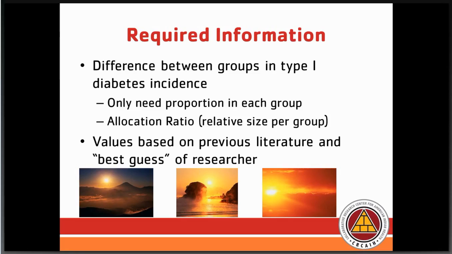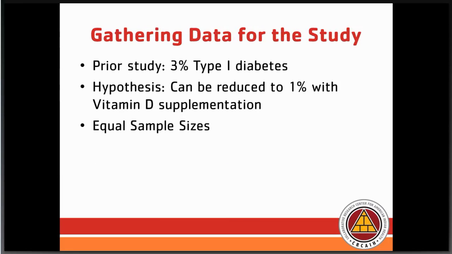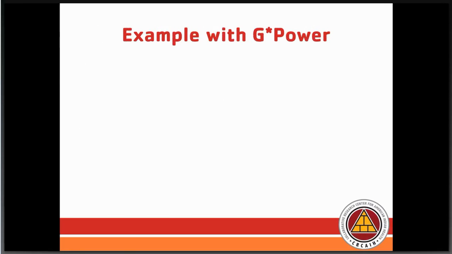In order to test for differences between the two groups in the incidence rate of type 1 diabetes, we'll need the information about the proportion in each group and the allocation ratio, or relative size per group. These values are usually based on previous literature and the best guess of the researcher. We found from previous studies that about 3% of people without vitamin D supplementation as an infant have developed type 1 diabetes. We think that this percentage can be reduced to about 1% with vitamin D supplementation. We'd like to have an equal number of participants in each sample for our study. So we'll go ahead and go back out to G-Power and see how we can find those calculated values.